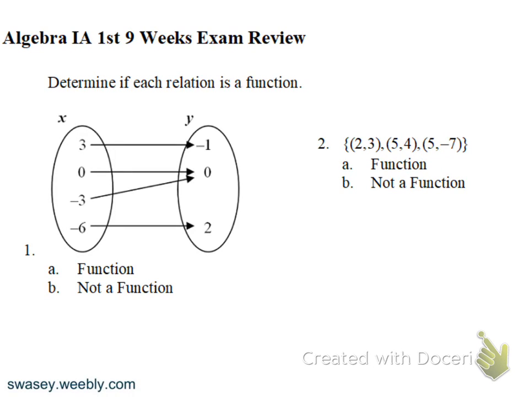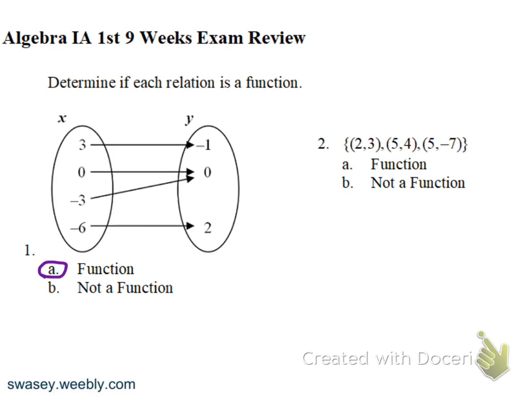It's our 9-week review. To determine if something's a function, for each input there can be exactly one output. If any single input goes to more than one place, then it's not a function. So here, 3 only goes to -1. 0 only goes to 0. -3 only goes to 0. -6 only goes to 2. So this is a function.